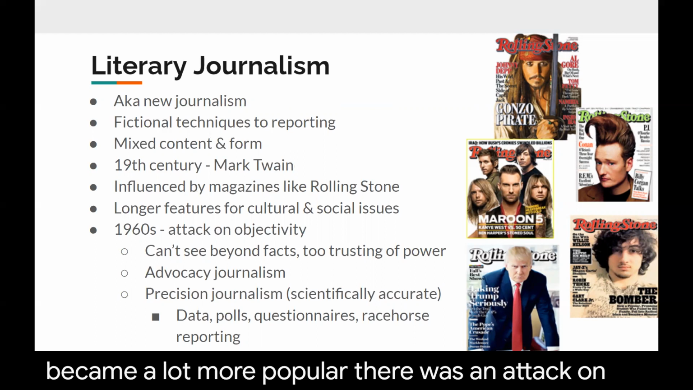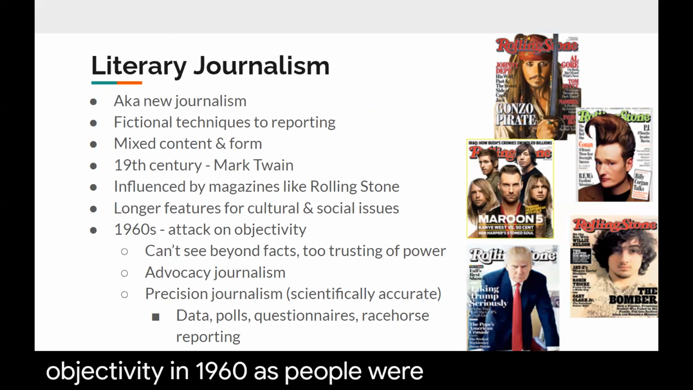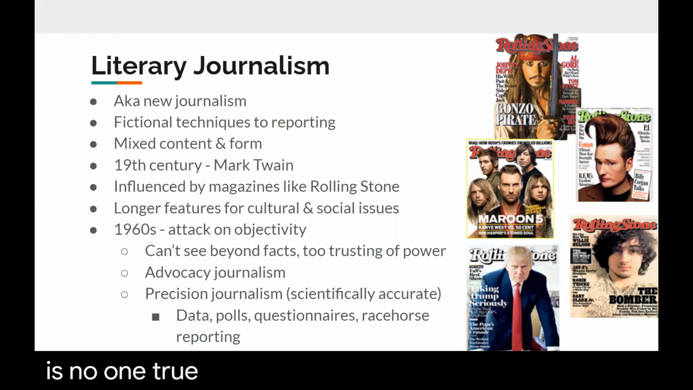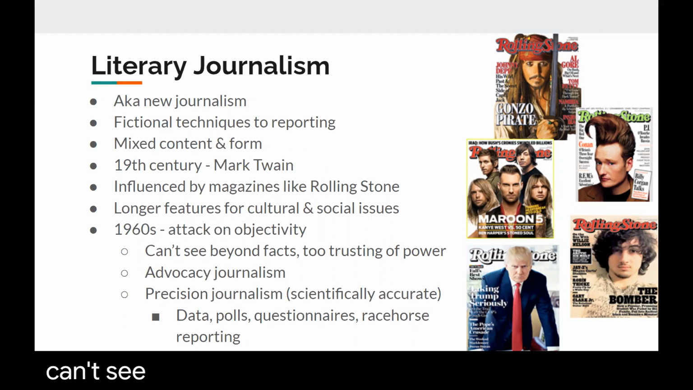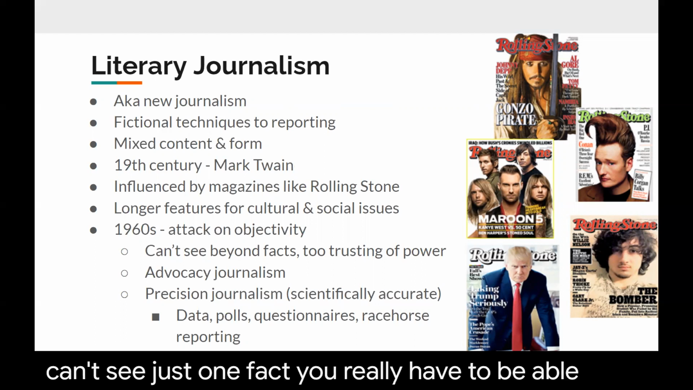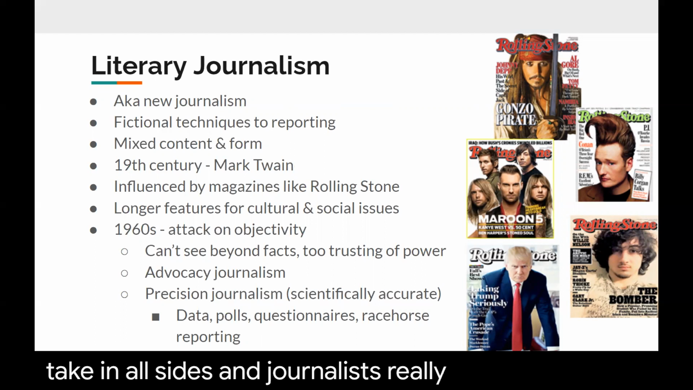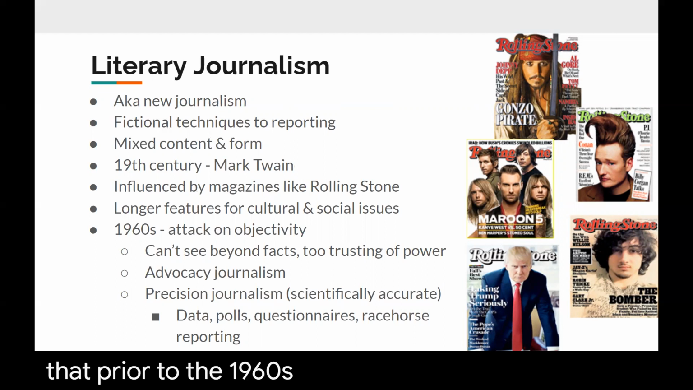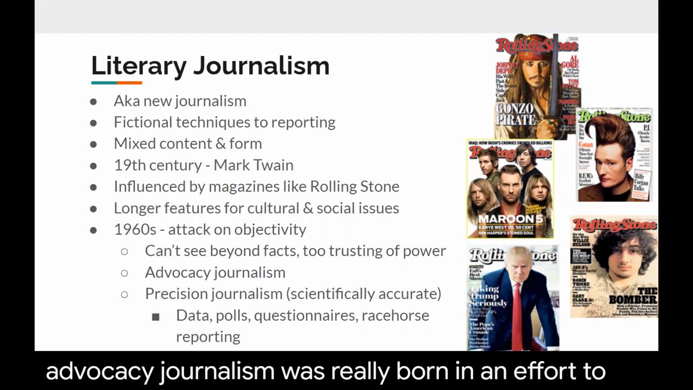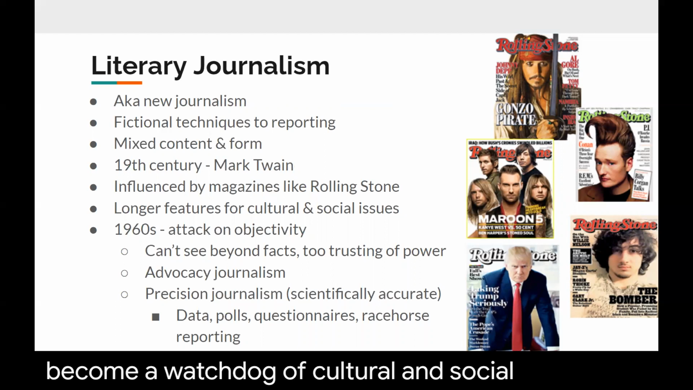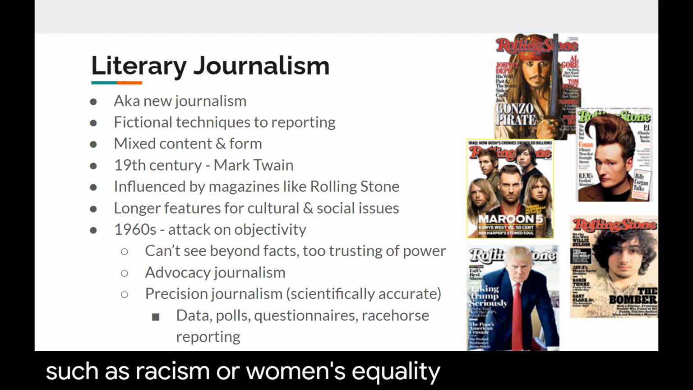There was an attack on objectivity in the 1960s as people were realizing that there is no one truth in life, that people can have many different opinions and all still be correct. And so you can't see just one fact. You really have to be able to take in all sides, and journalists really weren't doing that prior to the 1960s. Journalists were also relying very heavily on sources of power, such as the president or other government officials. And so advocacy journalism was really born in an effort to become a watchdog of cultural and social issues, such as racism or women's equality, things like that.